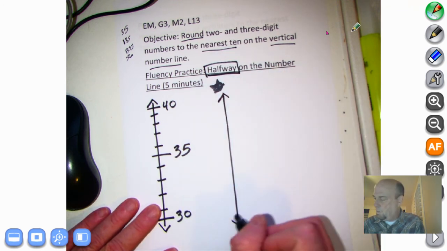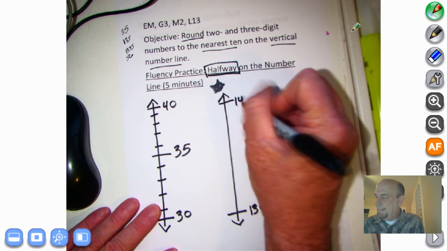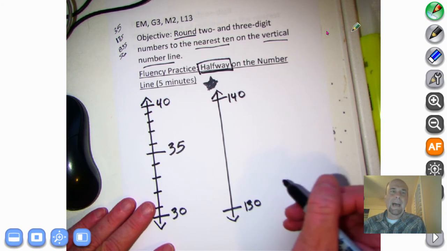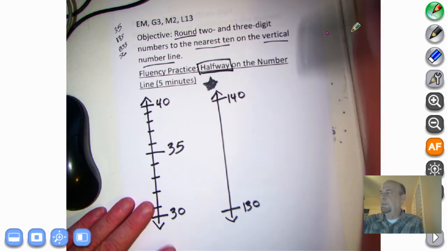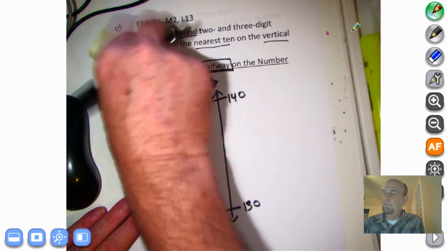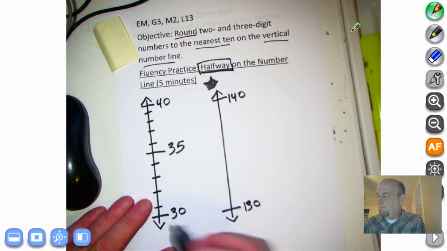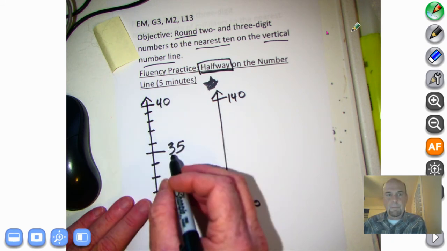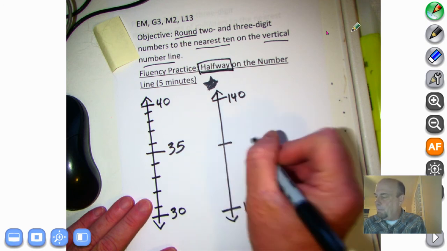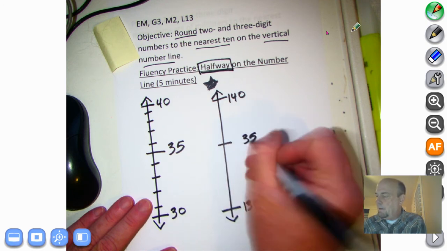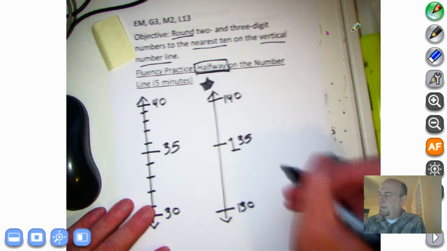This time around, we're going to do 130 and 140. Where is the halfway point going to be on this? I bet if you were looking at my notes up here, you could cheat. I'm not really cheating. I'll cover them up. So what would the halfway point be? Between 30 and 40, the halfway point is 35. Then between 130 and 140, the halfway point would be what? 135. You got it. That's a terrible looking one. Okay, let's do another one.